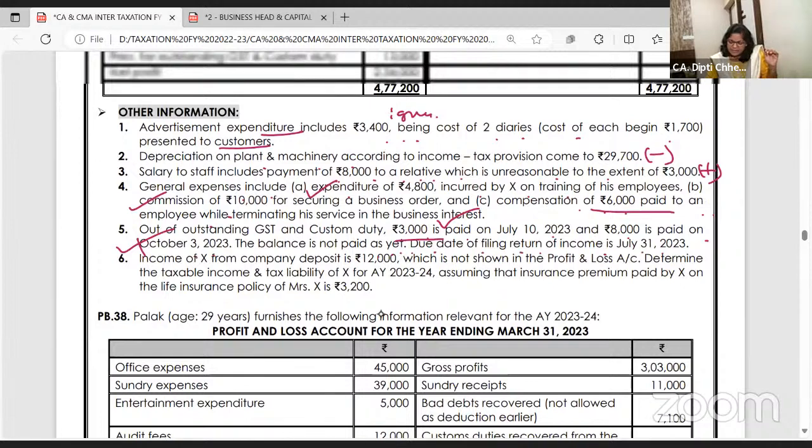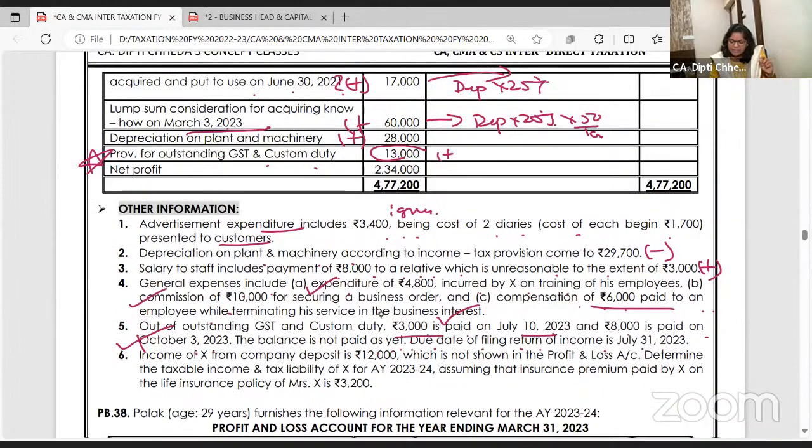So out of 13,000, 3,000 GST is paid on 10 July. So how much will be disallowed? 10,000 will be added back because 43B says it should have been paid by the due date of filing the return. If not paid, disallow. Ma'am, but if it is paid in December, will it be allowed next year? Answer is yes.